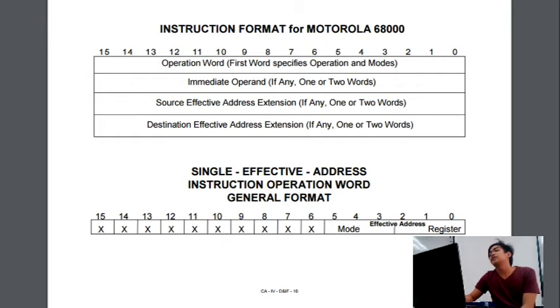Single effective address instruction operation word general format. Bits 15 to 6 are composed of offset values, while bits 5 to 0 contain the effective address, which has the mode or register.